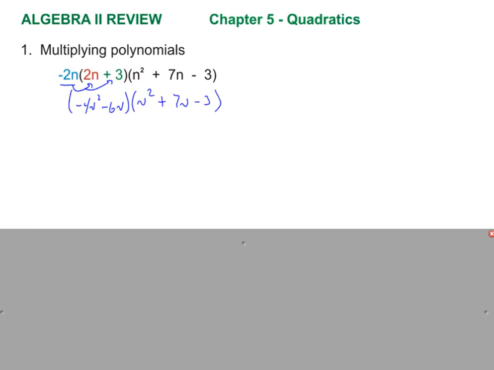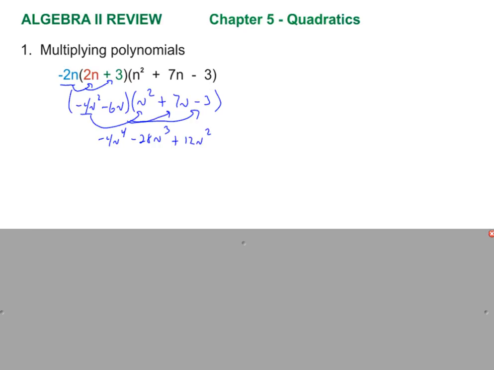And now I have a binomial times a trinomial. So once again, I need to distribute. A negative 4n times an n squared is a negative 4n to the fourth. A negative 4n times a positive 7n is a negative 28n cubed. And a negative 4n squared times a negative 3 is a positive 12n squared.